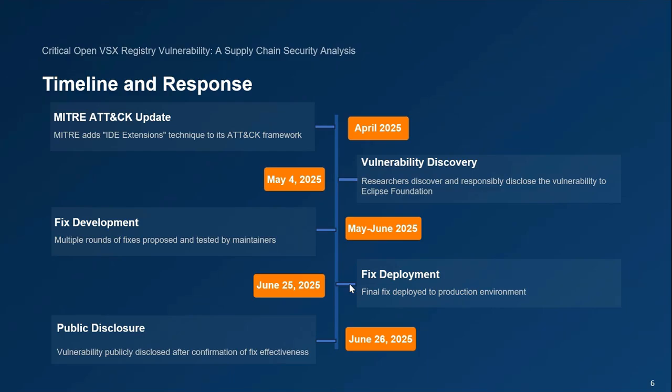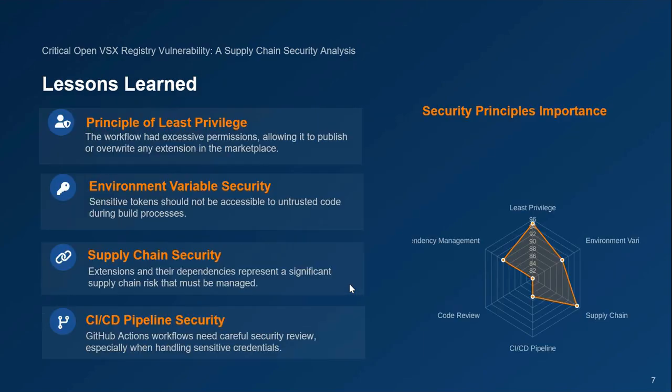The timeline of this vulnerability shows a responsible disclosure process. It was discovered and reported on May 4, 2025. The maintainers worked through multiple rounds of fixes over the following weeks, finally deploying the complete fix on June 25, 2025. The vulnerability was publicly disclosed the next day. This 52-day response time demonstrates good security practices, with no known exploits occurring in the wild before the patch was deployed.